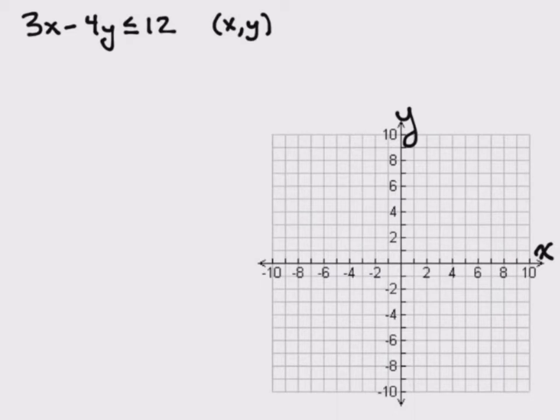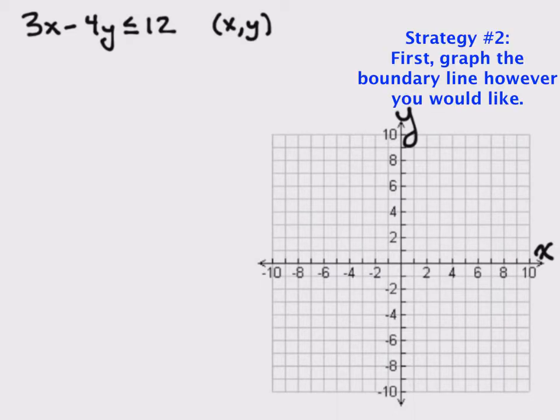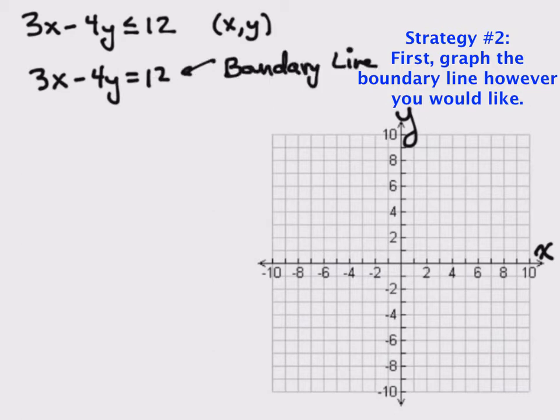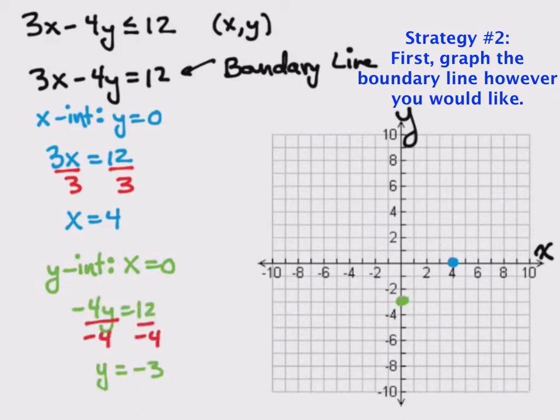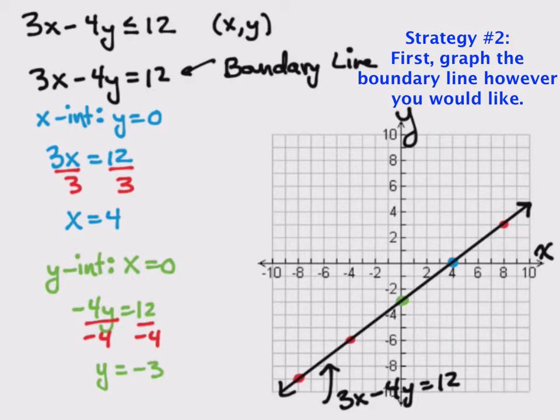Alright, now there's a second strategy for graphing these inequalities, and it starts by graphing the boundary line however you would like, so not necessarily putting this in a slope-intercept form. Now remember, the boundary line happens when we replace the inequality with an equal sign, so just graphing 3x minus 4y equals 12. So if we don't want to put this in a slope-intercept form, maybe we could graph it by finding the intercepts. Great, so we've got our same boundary line as before, but since we don't have this inequality in nice y is greater than or y is less than form, we don't yet know whether to shade above or below it.